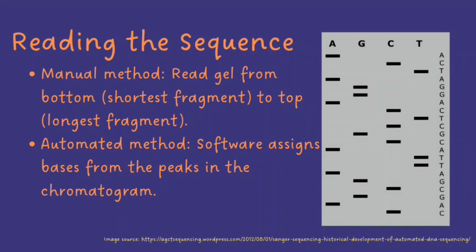Now, how to read the sequence? In the manual method, we have to read the gel from the bottom, that means the shortest fragment, to the top, that means the longest fragment. On the right hand side, you can see the picture of a gel where the sequence will be read from the bottom to the top. That means CAGC, GATT, and the sequence follows like this. In the automated method, software assigns bases from the peaks in the chromatogram, as you have seen in the previous picture.